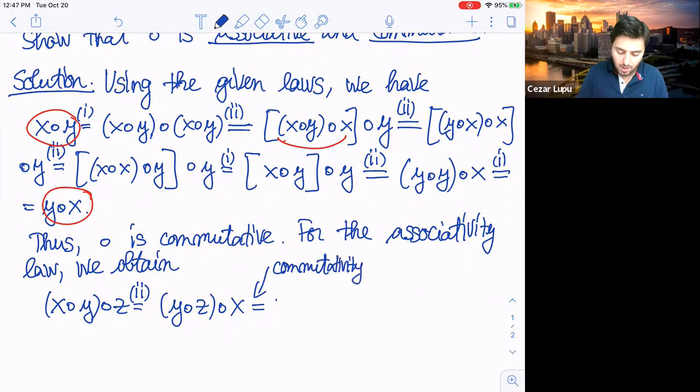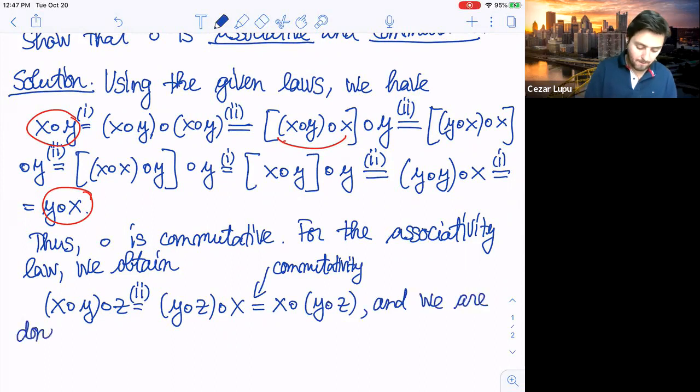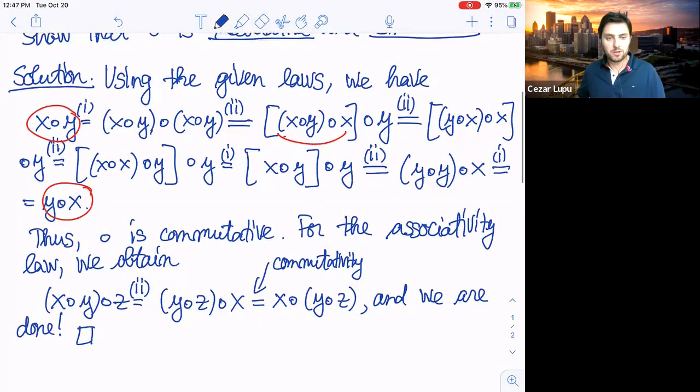And this will give me X, so I know that these two commute, so it's X circ Y circ Z. And basically we're done. That's it, that's associativity. And we are done. That's the problem. That's it. Was it hard?